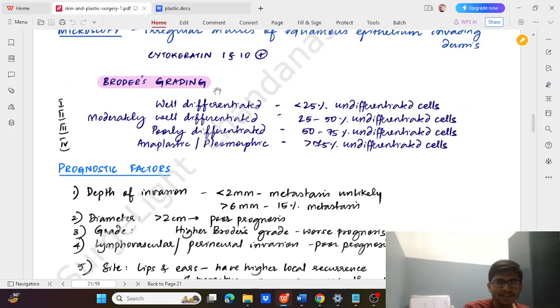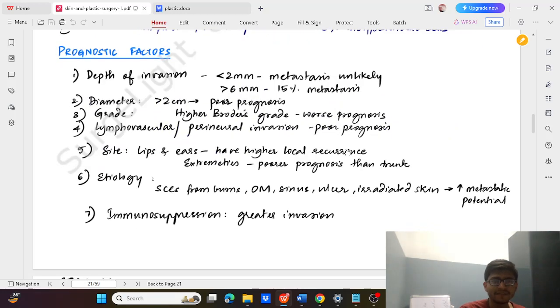Then we will see the Broders grading, which is the differentiation. So it is 1 to 4. If it is 1, it is well differentiated, and there will be less than 25% undifferentiated cells. In moderately well differentiated, it will be 25 to 50% of undifferentiated cells. In 3, poorly differentiated, it is 50 to 75% of undifferentiated cells, and anaplastic more than 75% of undifferentiated cells.